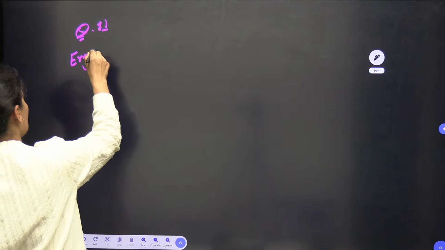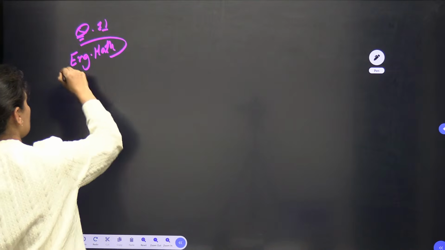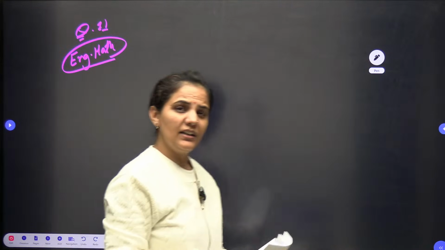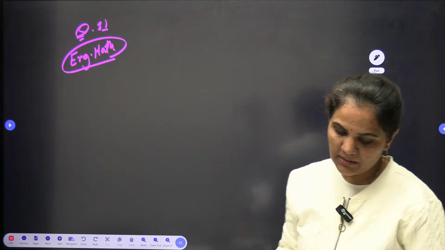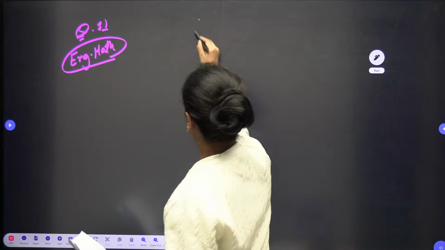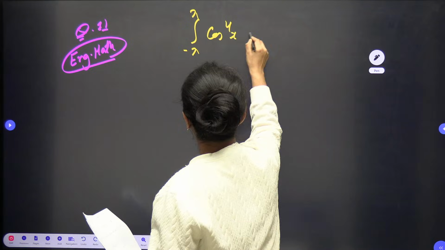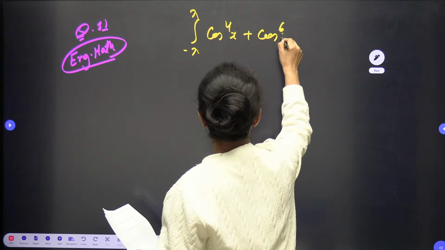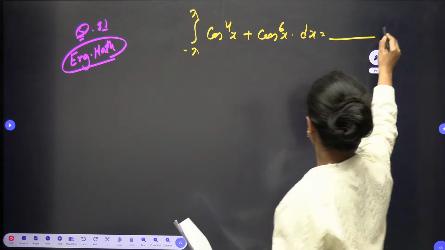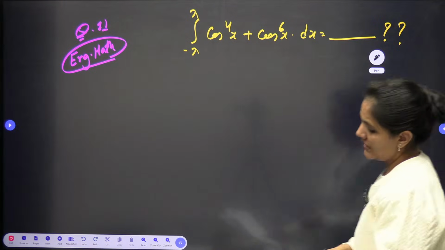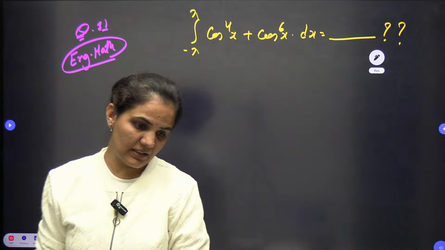Okay, this was asked earlier also, and there is a chance you will see this type of question, the basic integration question, in the upcoming papers too. The question is to find the integral from minus pi to pi of cos 4x plus cos 6x dx. If this is the question, then we can solve it very easily.